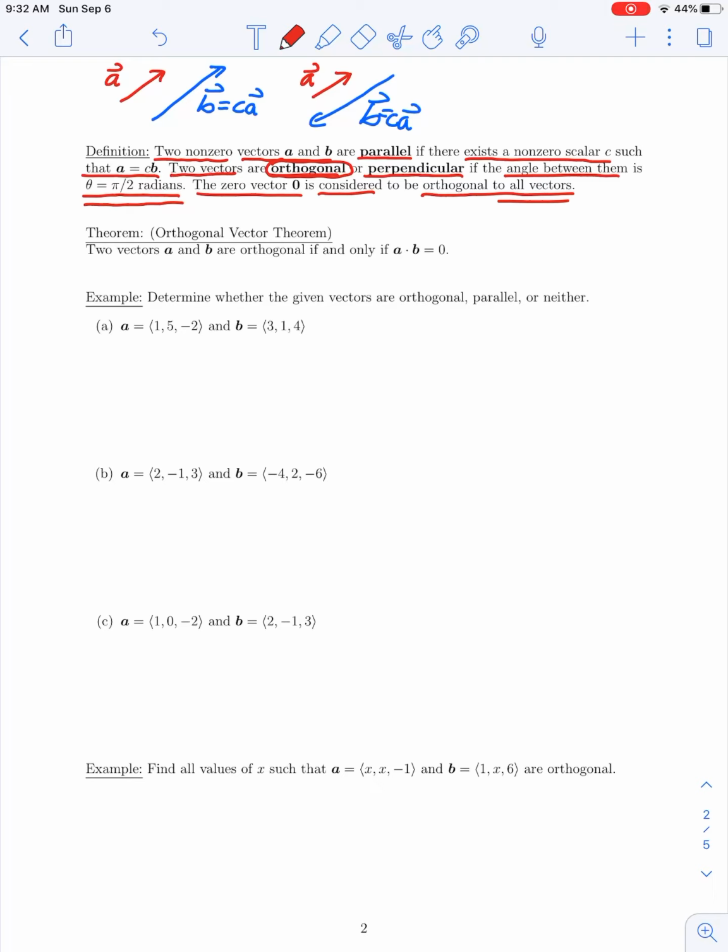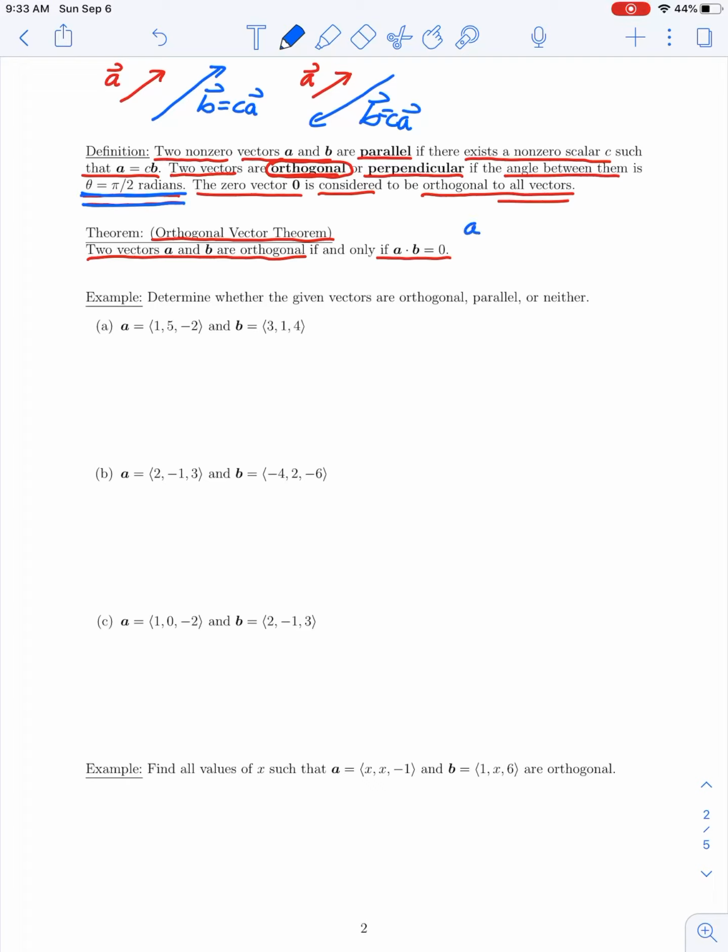So how can we determine whether two vectors are orthogonal using the dot product? Well, we have a result here known as the orthogonal vector theorem, which says that two vectors A and B are orthogonal to one another if and only if their dot product is 0. And we've already seen that in our discussion just before this definition. So we know two vectors are orthogonal or perpendicular to one another if the angle between them, theta, is 90 degrees or pi over 2 radians.